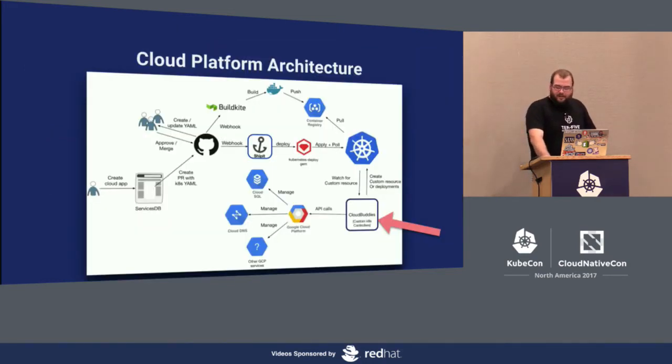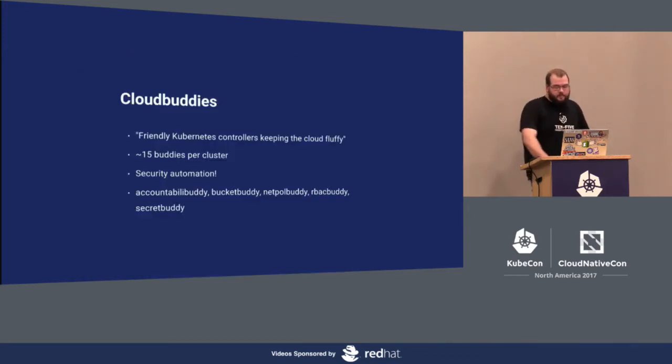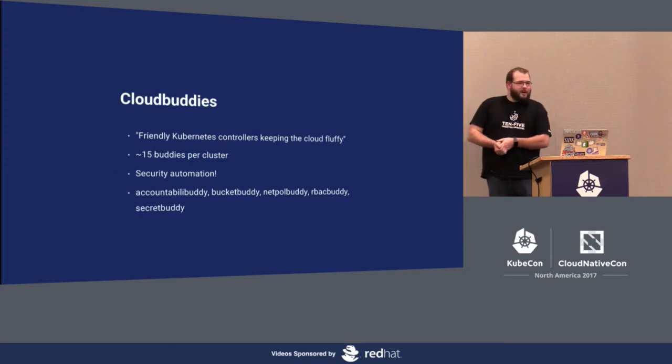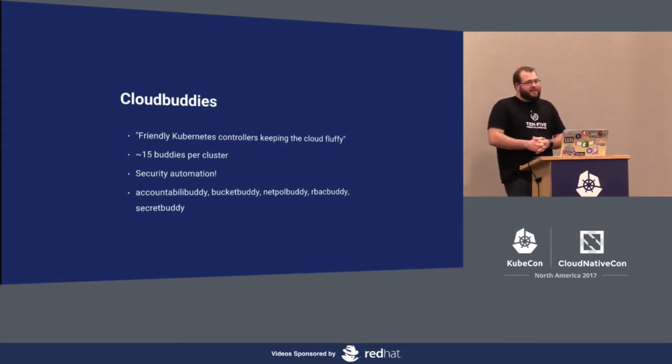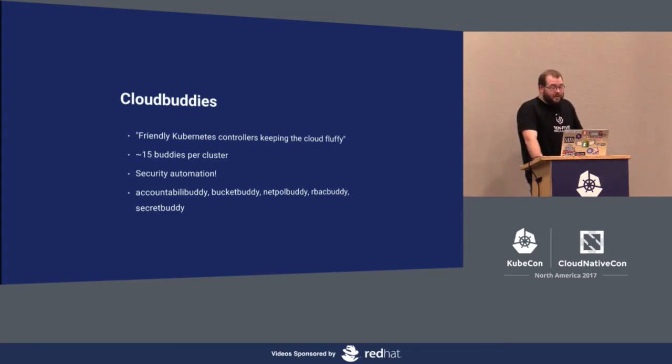So this is where the fun automation begins. We're going to talk about our Cloud Buddies. Cloud Buddies, internally marketed as friendly Kubernetes controllers keeping the cloud fluffy, is our brand for the Kubernetes controllers that we built. There's a lot of them. About 15 of them run per cluster. It depends given the type of services that run there.